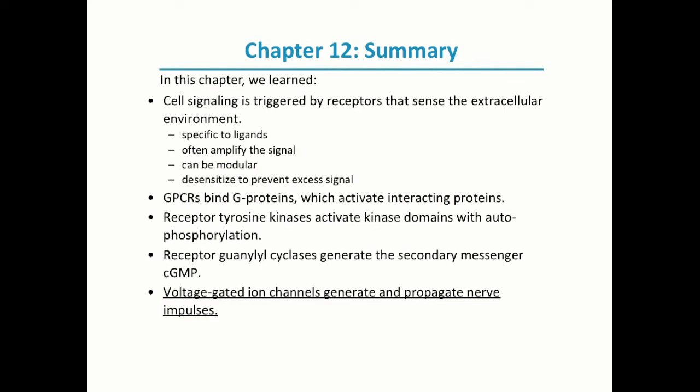This ends Chapter 12. So in summary, we learned about cell signaling, which can be triggered by receptors that sense signals. These receptors are specific to ligands. They can amplify the signal, they can be modular, and they can become desensitized. We looked at GPCRs, G-protein coupled receptors, which activate interacting proteins. We also looked at receptor tyrosine kinases and receptor guanylyl cyclases. And then finally, we talked a little bit about ion channels and how they propagate nerve impulses.